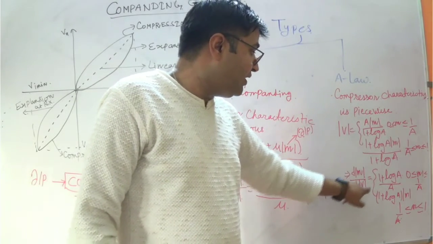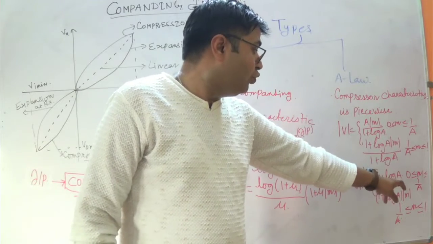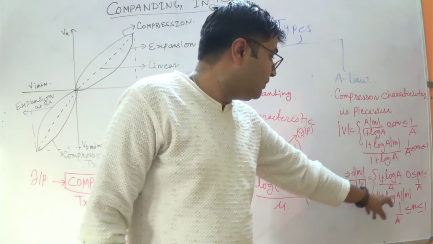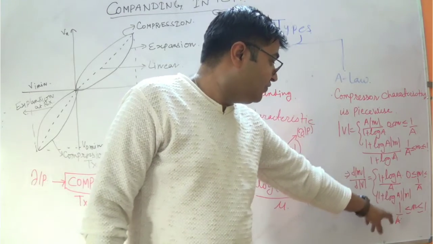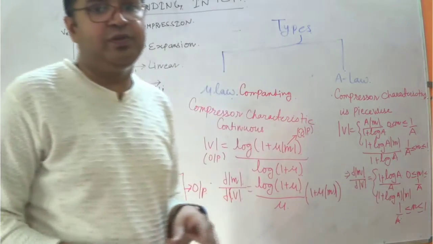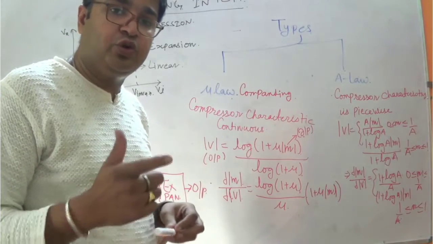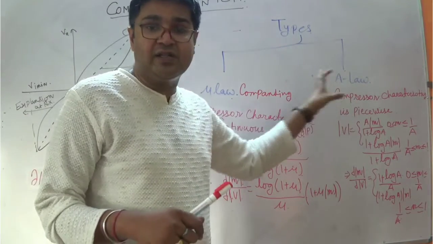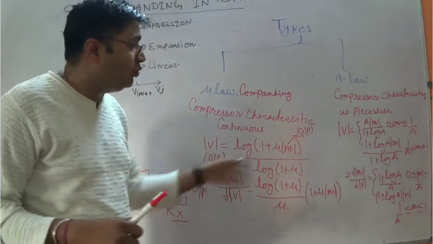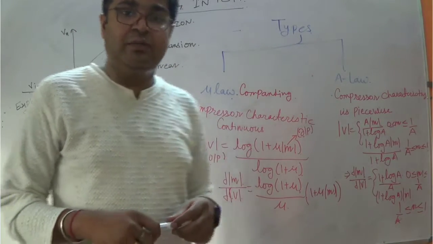So dm by dv is (1 plus log A) by A from this equation only, for 0 to 1 upon A, and 1 plus log AM for 1 upon A to 1. This will be the derivative equation of this particular equation. Now I will show you the characteristics of the mu law and A law. Till then you can note down the values and the equations of this particular method.